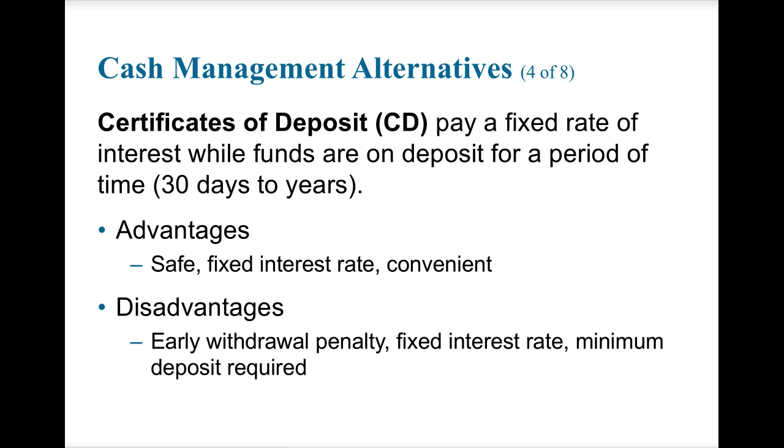Now, a CD, or certificate of deposit, is a much higher interest rate you're going to get than a checking account or savings account, but your money is going to be locked up for a specific period of time. So even though these certificates are very safe, they have a fixed interest rate and are convenient, you do get penalized for early withdrawal. So you may have a 6-month, 1 year, 2 year, 3 year, or 5 year certificate of deposit that will pay you a higher rate of interest. However, you won't be able to access that money until that period is over.